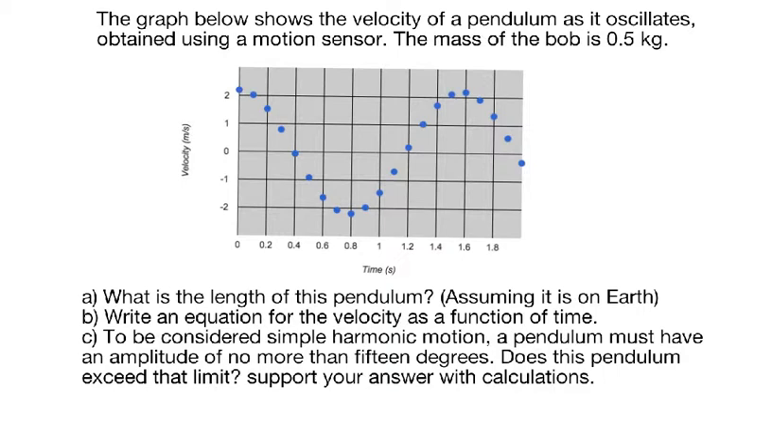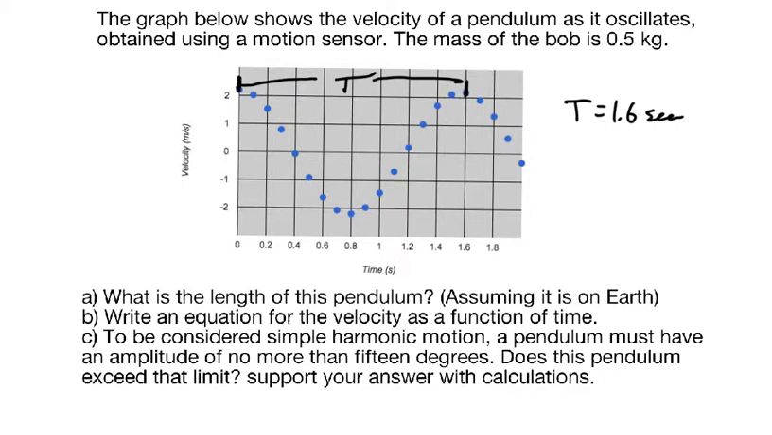So the amount of time for one oscillation is the time between two identical points on the graph. So for example, from a high point to another high point, this would be the period, capital T. And so on this one, it looks like the period is about 1.6 seconds.